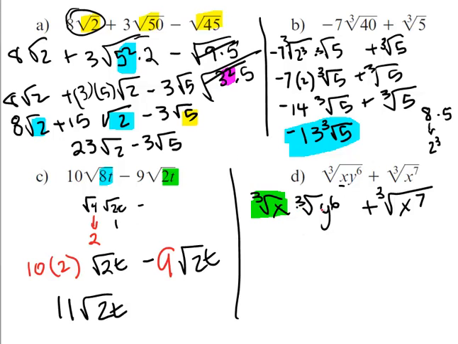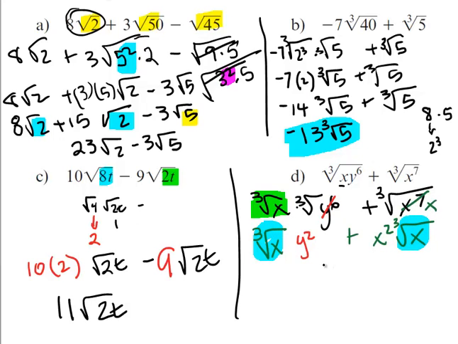This one, 3 goes into 6 2 times, so y to the 2nd comes out, leaving behind nothing. And this comes down. And then here, I can simplify this because 3 goes into 7 2 times with 1 left over. And all of a sudden I have like terms, right? Look, there's one and there's one. So I'm going to rewrite this.